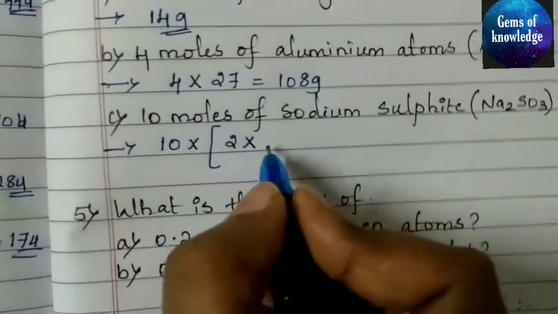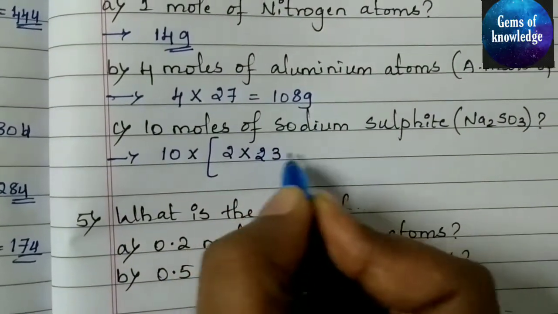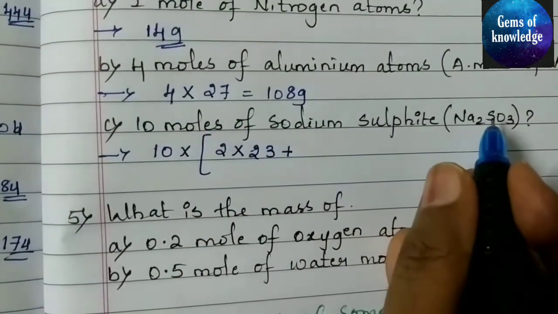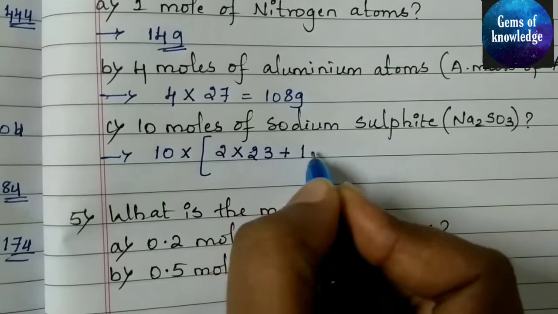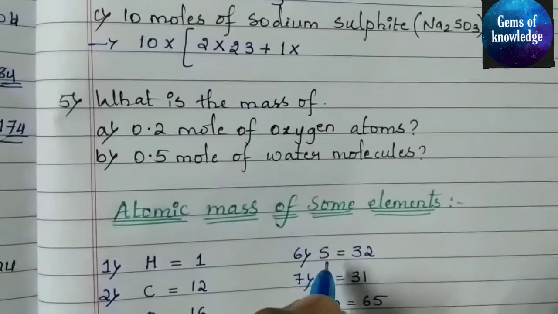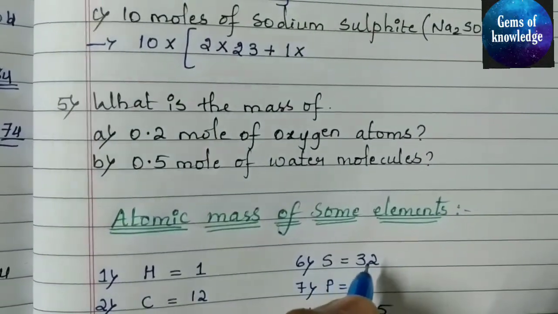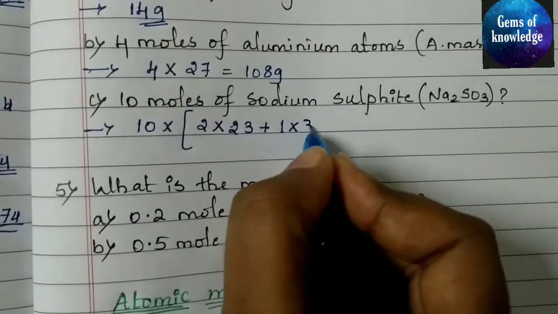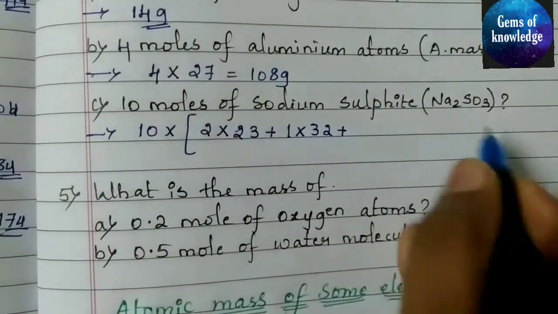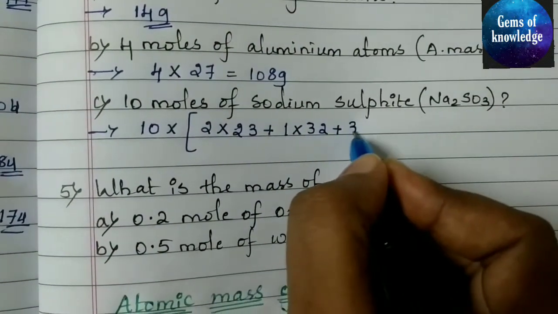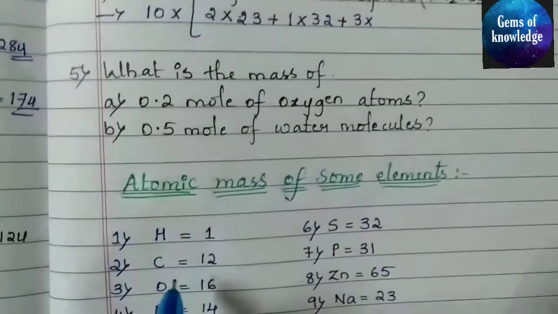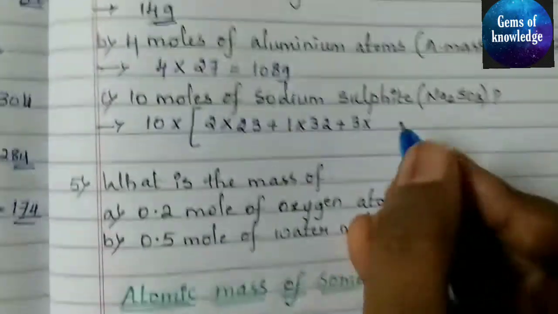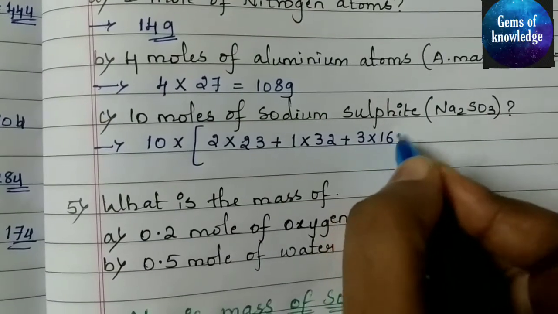So here you have to write 2 into 23 plus sulfur. How many times is it? S is 1 time. 1 into, what is the atomic mass of sulfur? It is 32. 1 into 32 plus O is how many times? 3 times. So 3 into, what is the atomic mass of O? It is 16. So 3 into 16.